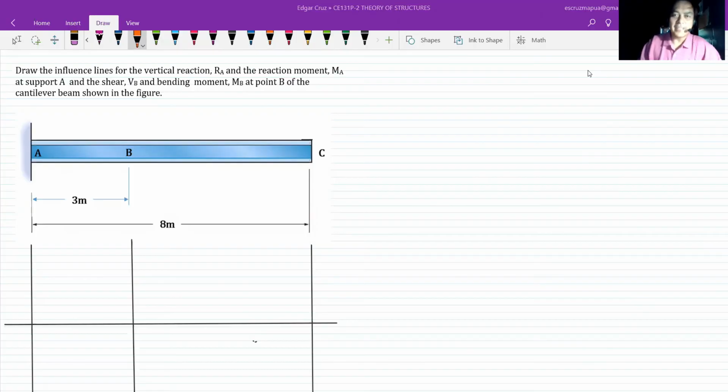Okay. So, magandang araw. Today I'm going to show you an example, my second example for drawing the influence line, but this time we will consider a cantilever beam.